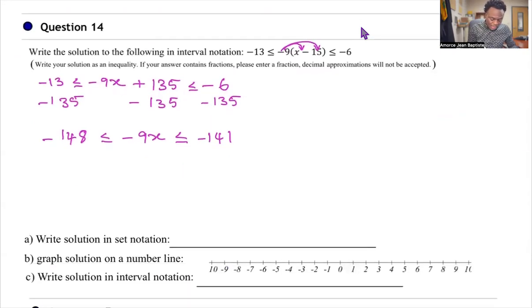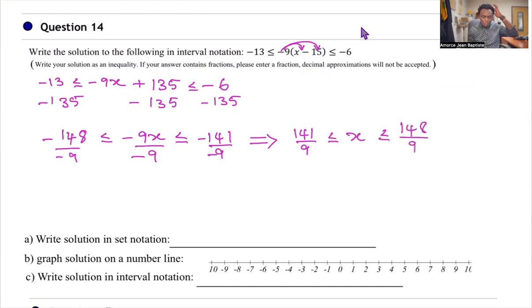So we divide this by negative 9. We know what's going to happen to the inequalities. So that is 141 over 9 less than or equal to x less than or equal to 148 over 9. Let me see what those values are. 148 divided by 9 is what?